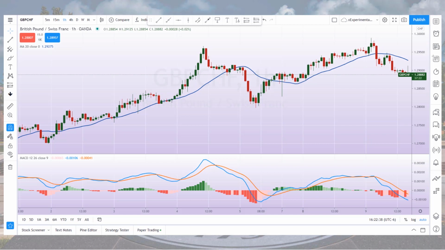The strategy gives us another buy signal right afterwards. The price has started to bounce and the MACD goes bullish, so the buy signal is right here on the close of this candle. The stop is right under here, about 50 pips.